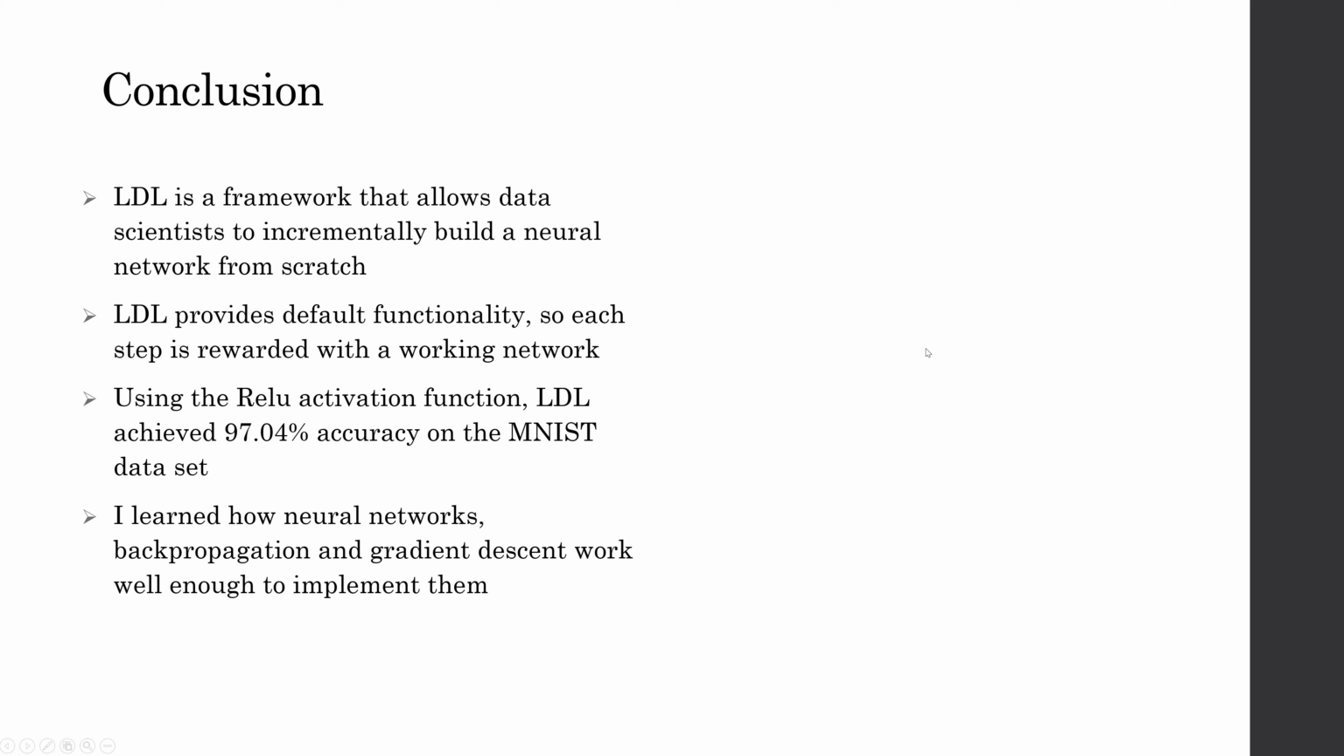So in conclusion, LDL is a framework that allows data scientists to incrementally build a neural network from scratch. It provides default functionality, so each step along the way you're rewarded with a fully functioning network, even if you've only created one function. We achieved 97.04% accuracy on the MNIST data set, and most of all, I learned how neural networks, backpropagation and gradient descent work well enough to implement them, and implement them in a vectorized fashion. And I think that's the real reward I got from this project.